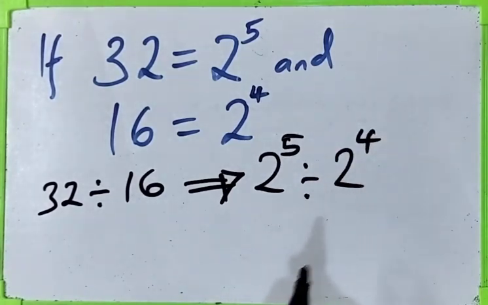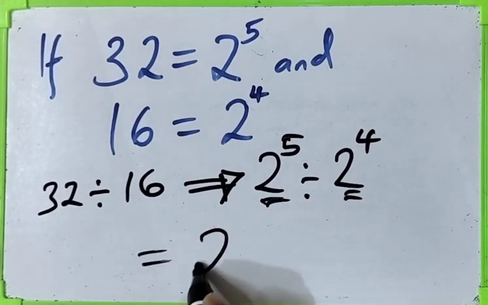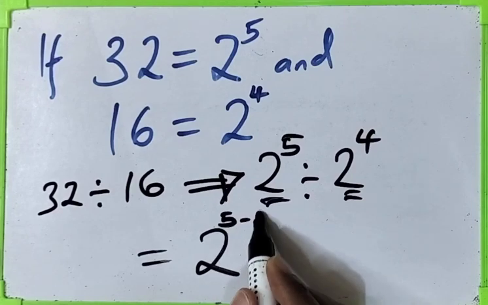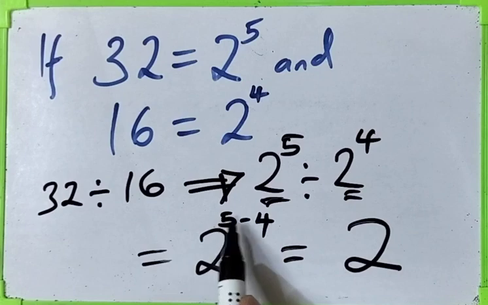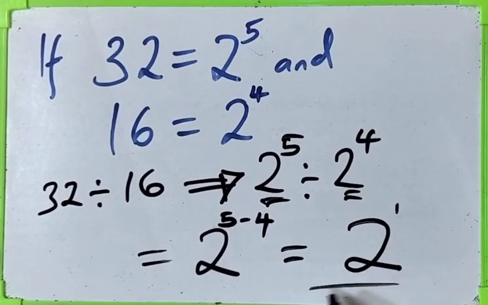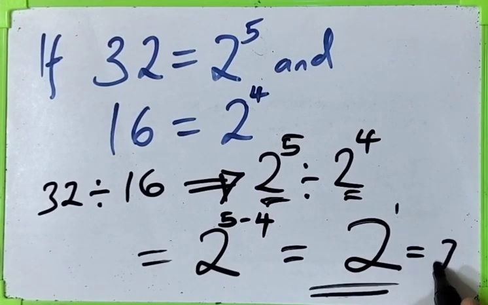This means common bases, now we apply the law. We shall have 2 power 5 minus 4. And the answer is 2. 5 minus 4 is 1. So the answer is 2.